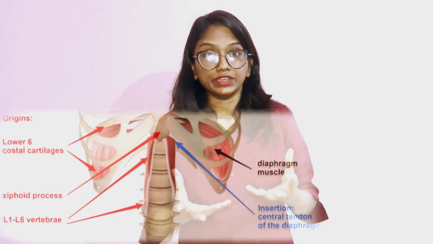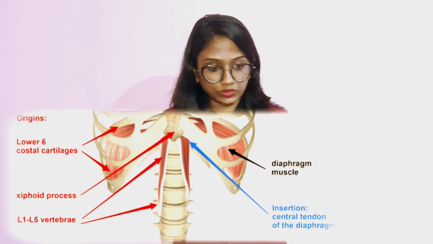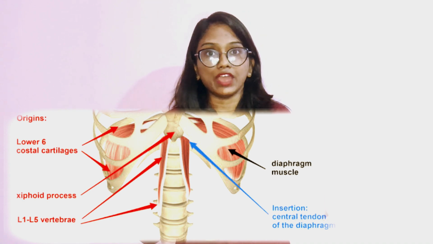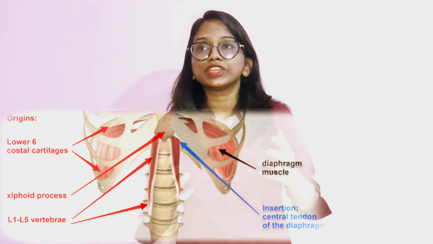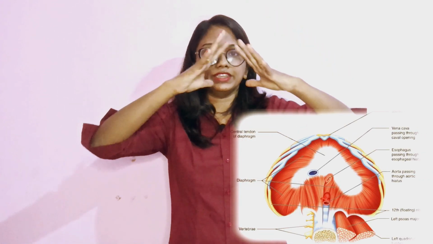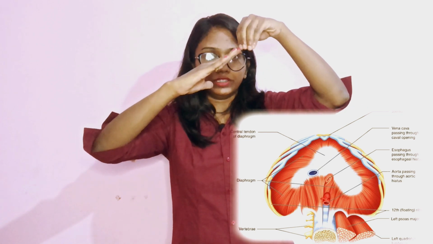If we see the insertion, all three origins are inserted at a common point, the central tendon. They all together form a central tendon, which is centrally located in the diaphragm. So if you see it from below, it will look like a rooftop like this. Centrally it is inserted through the central tendon, like this.